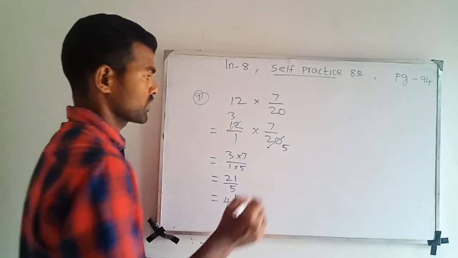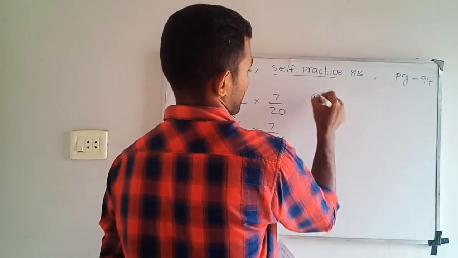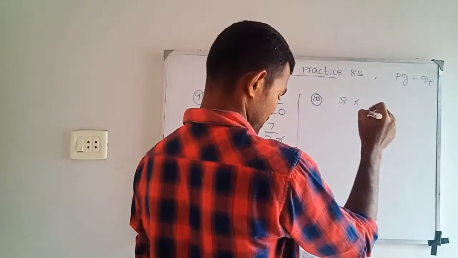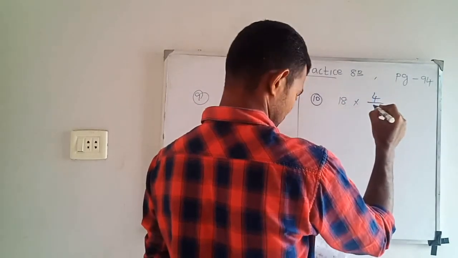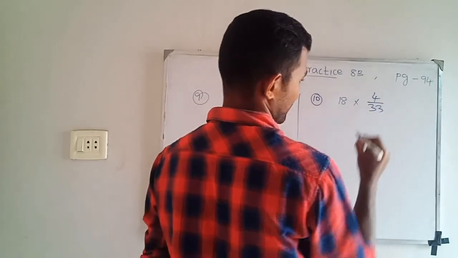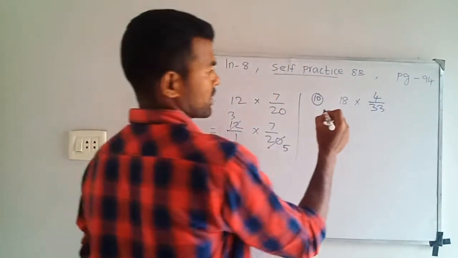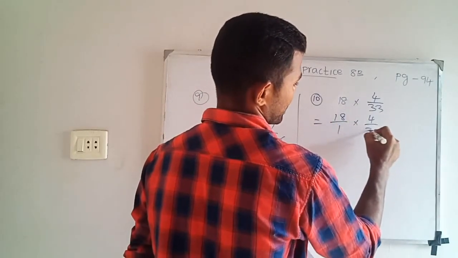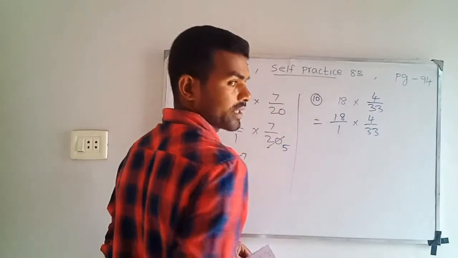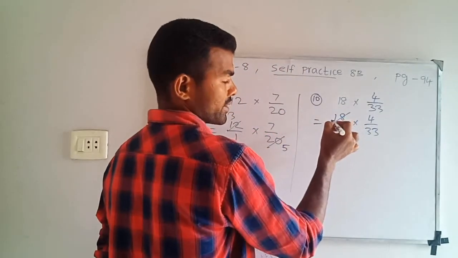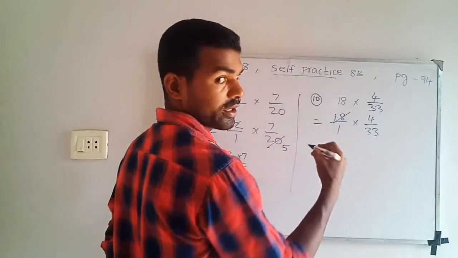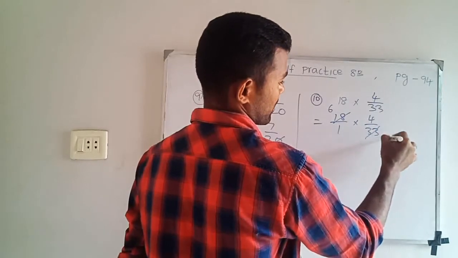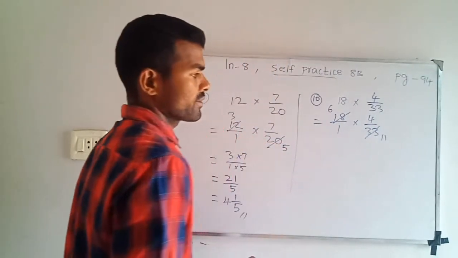And the next, the 10th question. 18 multiply 4 by 33. So 18 by 1 multiply 4 by 33. Common factor is 3. Divide both numbers by 3. 6 3s are 18, and here 11 3s are 33.